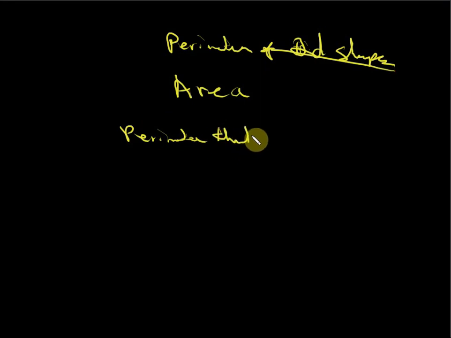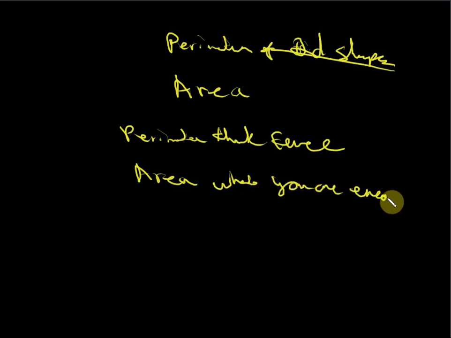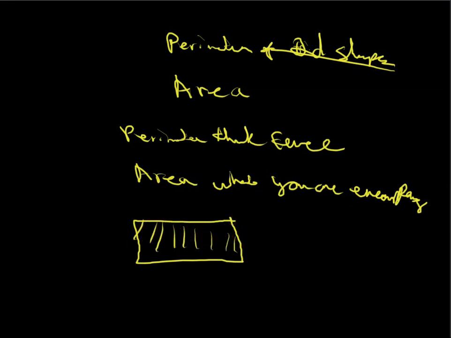Think fence, and for area, think what you are encompassing. So again, draw the fence. Right. So what's all inside of here? Looking at the area, and then the fencing is a perimeter. So basically, once we have the enclosure, we're just looking at, well, how much did we cover, and that's the area.